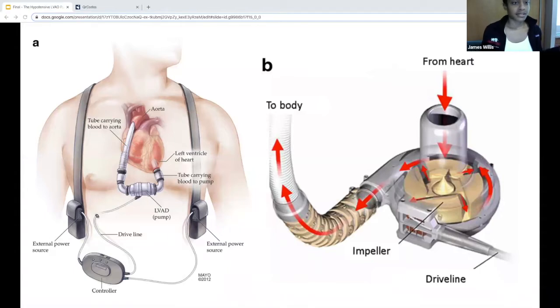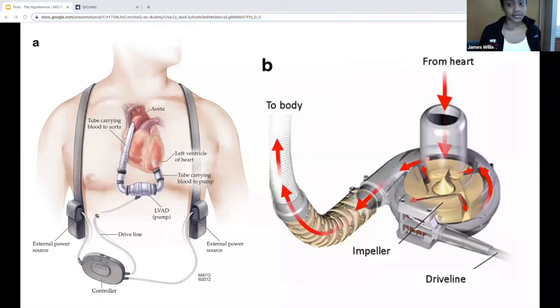So this is a schematic showing the entire LVAD setup on the left, and accessories associated with it, and the anatomy of the pump on the right. LVADs pull blood out of the apex of the LV into an inflow cannula, or tube, and then into a pump. The pump then shoots blood into either the ascending or descending aorta via an outflow cannula.